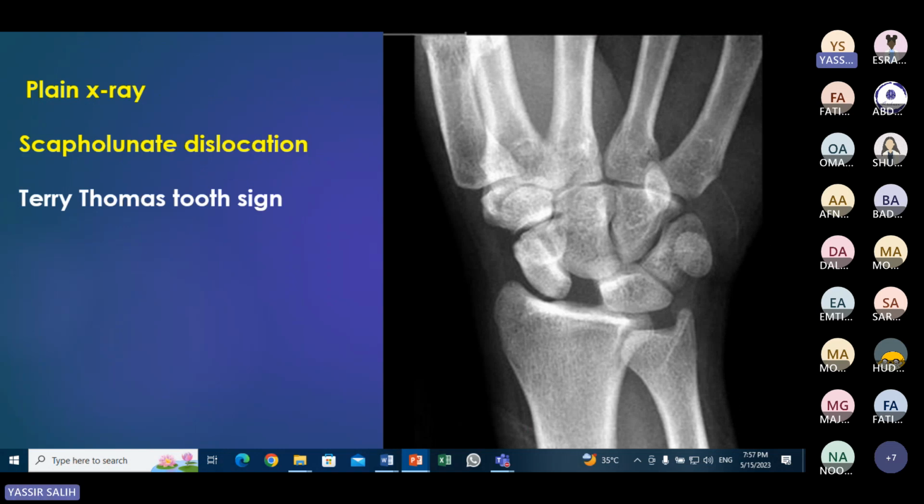What sign do you see؟ اسمه Terry Thomas sign. كأنه عنده absent piece، يعني المنطقة بتاعت فراغ، فسموها عليه كده Terry Thomas sign. So what is the diagnosis?